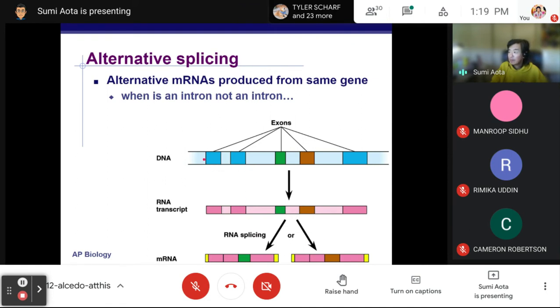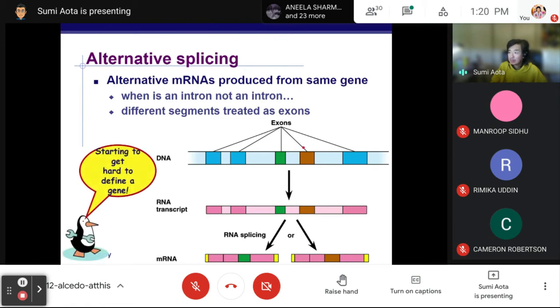This way, from the same sequence of DNA, you can get multiple different mRNAs that could build a family of related proteins. And this may be how we get only 20,000 different genes making 5 times as many proteins in our bodies. So we treat different segments as exons, and it means it gets really hard to start defining what a gene actually is.